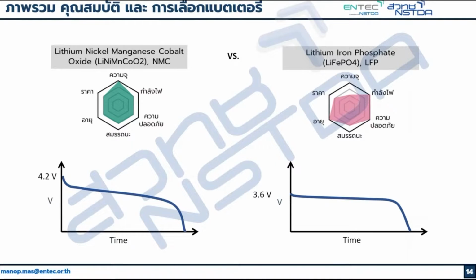For example, if the car is driving 200 kilometers, the NMC will calculate the time to show how much battery is left, whereas the LFP battery is more accurate in calculating the distance.